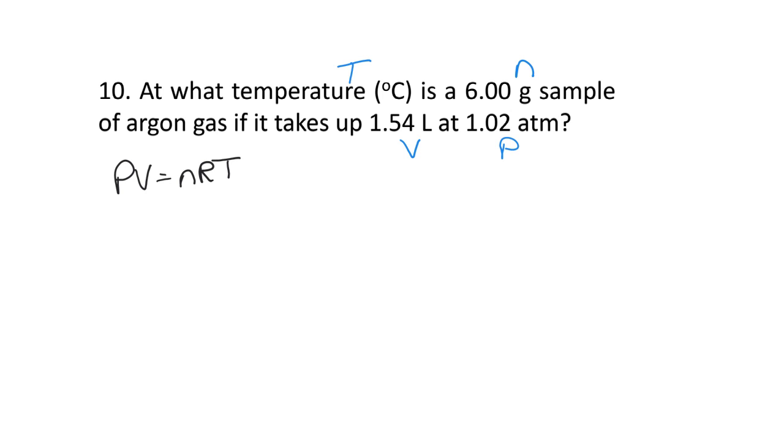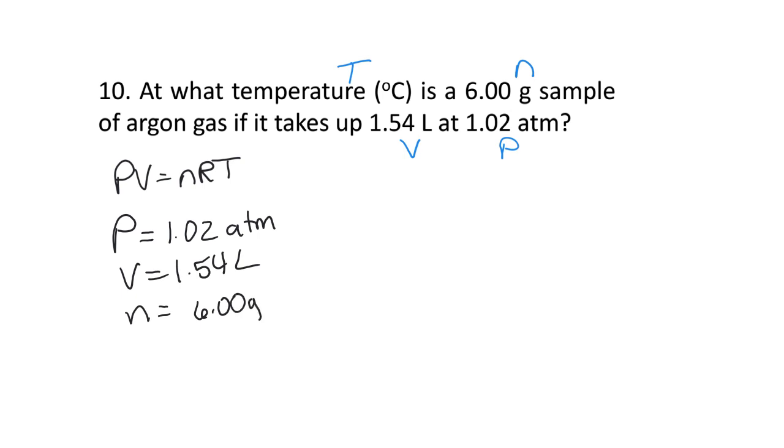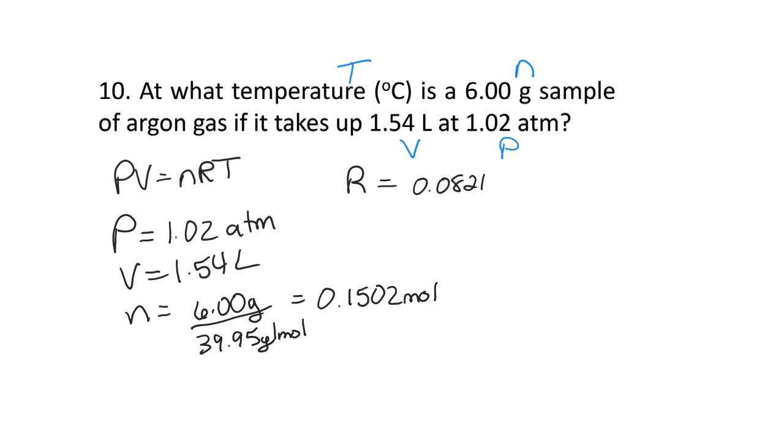Okay, so let's define our variables. Our P is 1.02 ATM. Our volume is 1.54 liters. Our N is 6.00 grams divided by, remember we need moles, grams per mole. So we look up argon gas again, and this time we get 0.1502 moles. Our R is 0.0821 liters per ATM, mole Kelvin, and our T is what we're looking for.